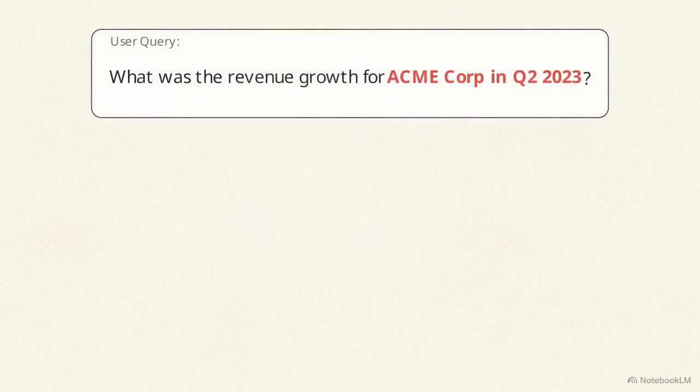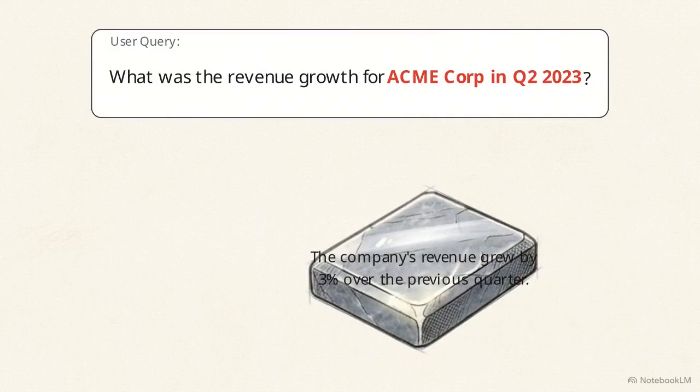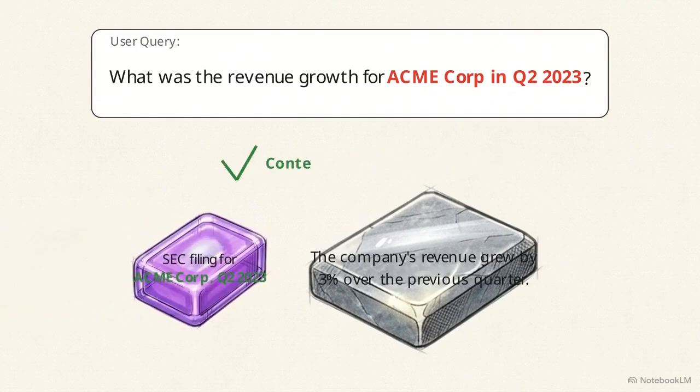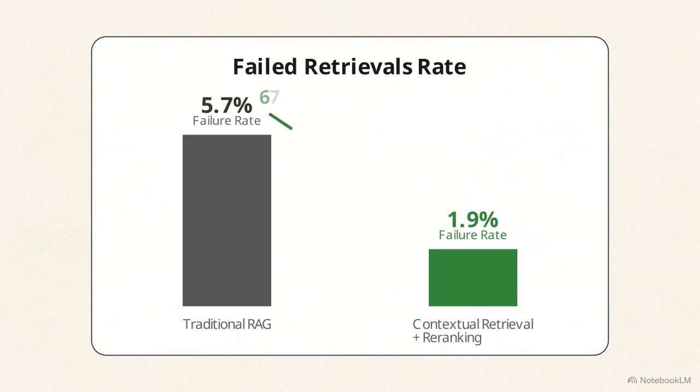This split screen shows exactly how that fails. A user asks for a specific company's performance, and the database finds a chunk saying revenue grew 3%. But without the company name or date attached directly to the text, the AI cannot verify the answer. By prepending document-level context to every chunk and adding a targeted re-ranking step, we reduce failed data retrievals by 67%.